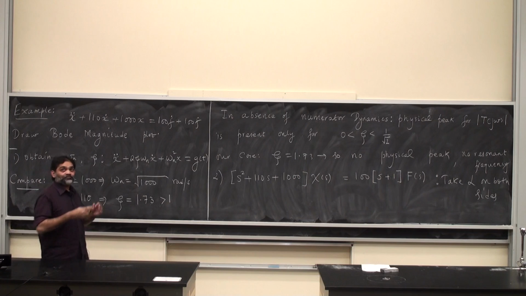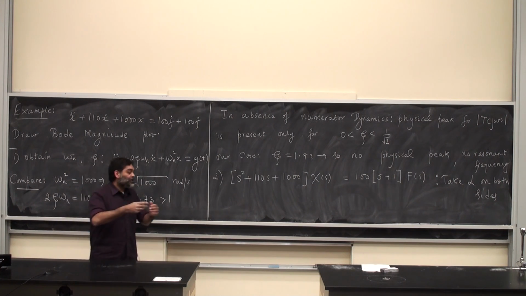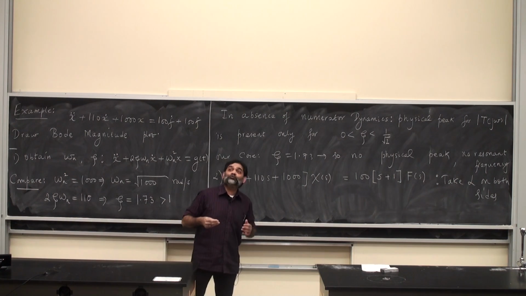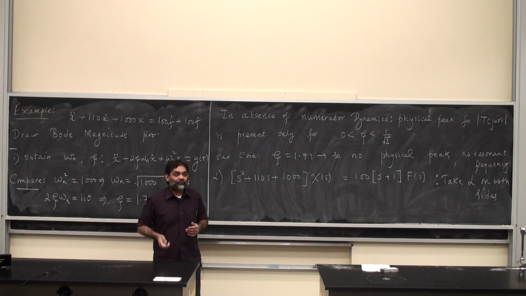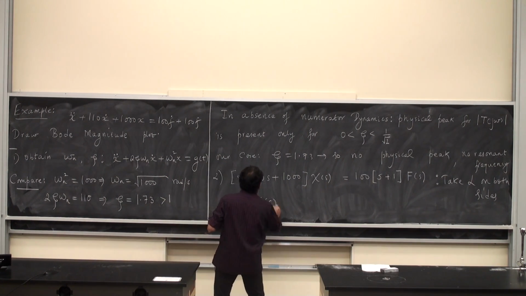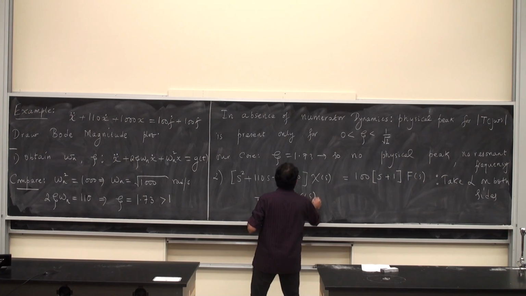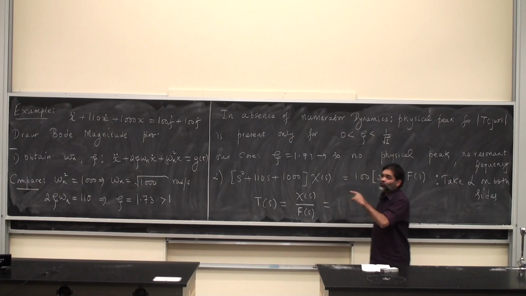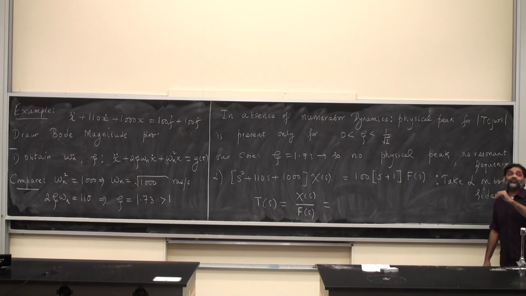System transfer function: the Laplace transform of the output divided by the Laplace transform of the input. So this is x of s by f of s. Okay, so I have T of s equal to x of s by f of s, and I already have an inkling of what the characteristic roots are going to be. They're going to be real and distinct, right? Because I have an overdamped system.